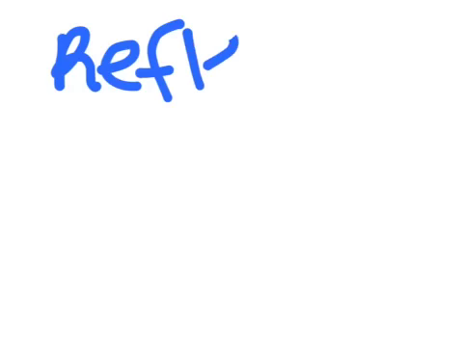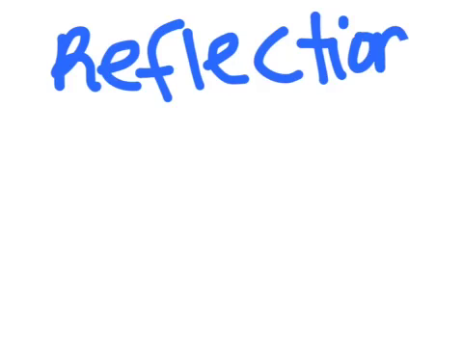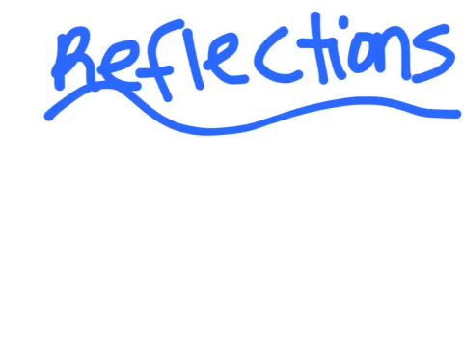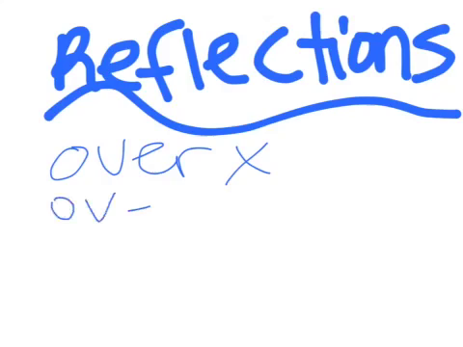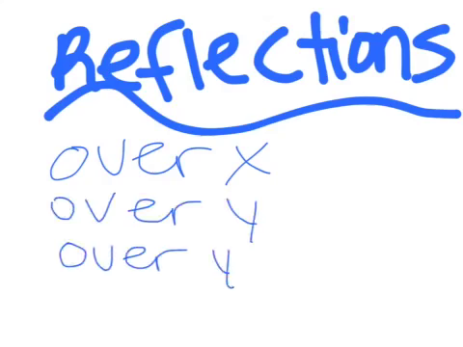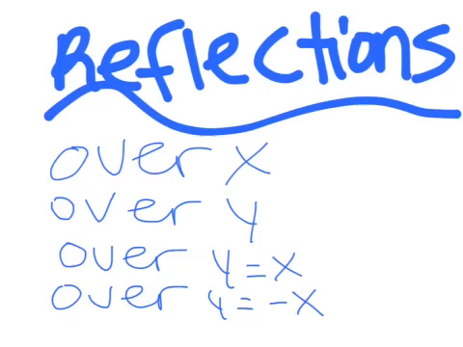Next we have reflections. There are four types of common reflections. We have over the x-axis, over the y-axis, over the y equals x line, and over y equals negative x.